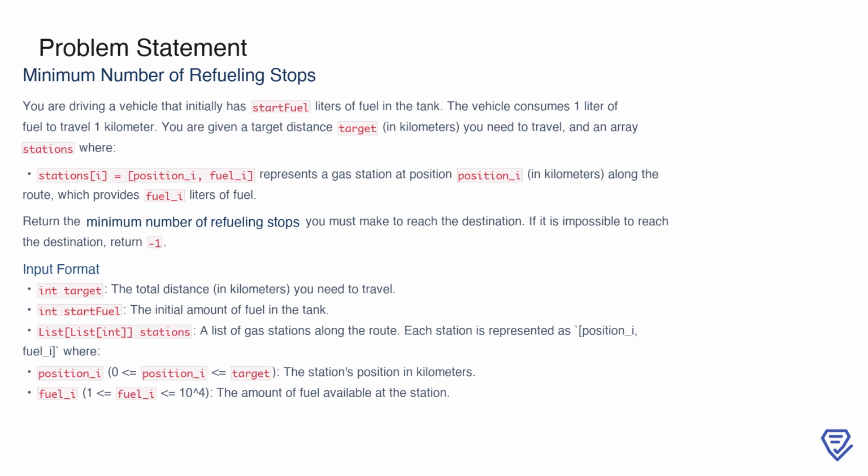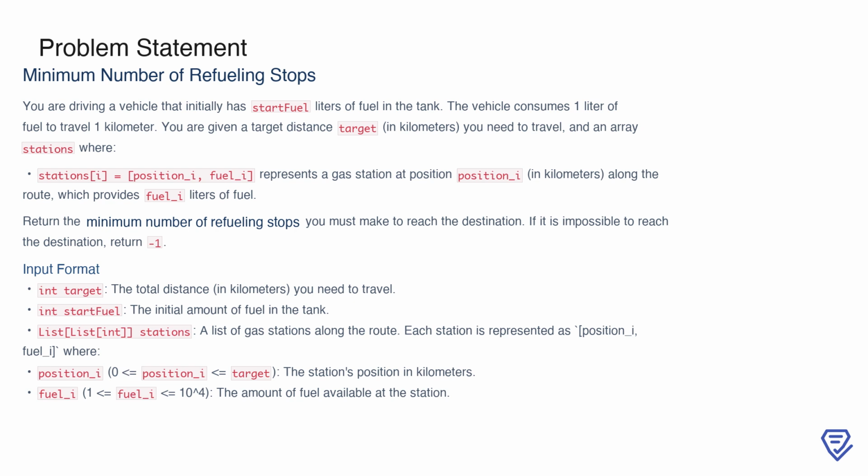These stations are given as an array stations, where each station is represented by a pair, position_i, fuel_i. Here, position_i is the location of the station along the route in kilometers, and fuel_i is the amount of fuel available at that station. The task is to determine the minimum number of refueling stops needed to reach the destination. If it's impossible to get there, you should return -1.